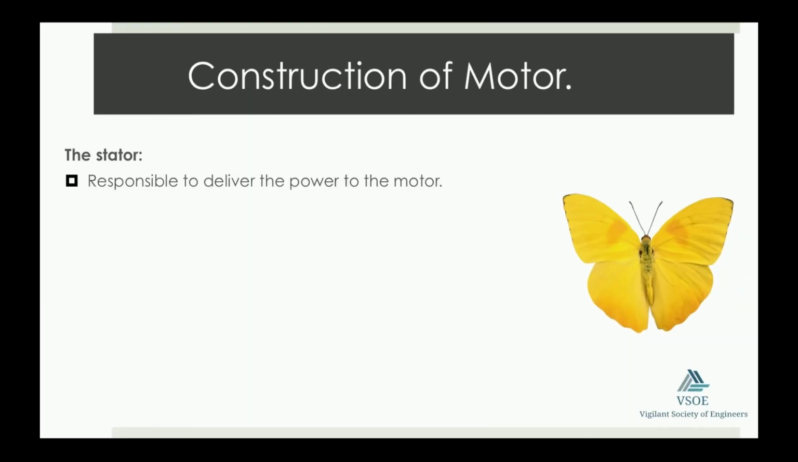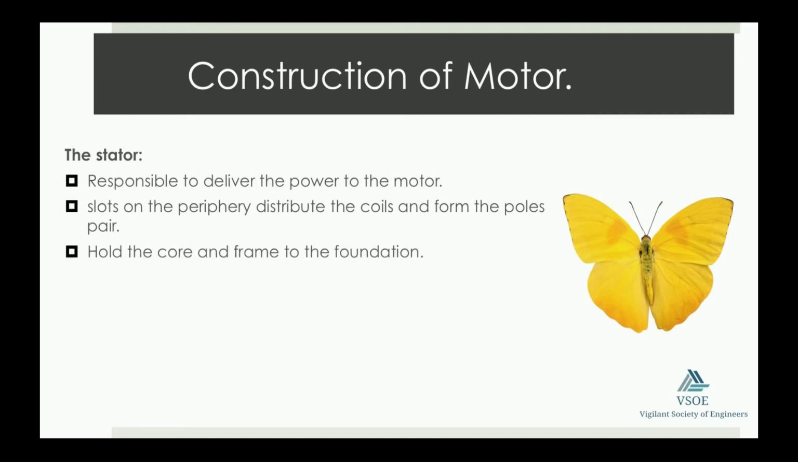Now we're going to go into the construction of the motor, and this construction is typical of most motors. Most motors consist of a stator, right? And the stator is responsible for delivering the power to the motor. Now it comprises slots on the periphery and distributed coils, and it also forms the pole pairs. Now the stator is the core, and it forms the frame and foundation for the motor.